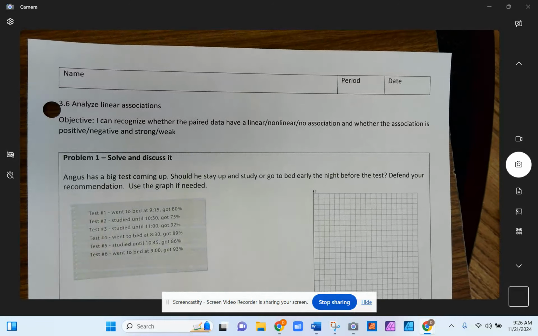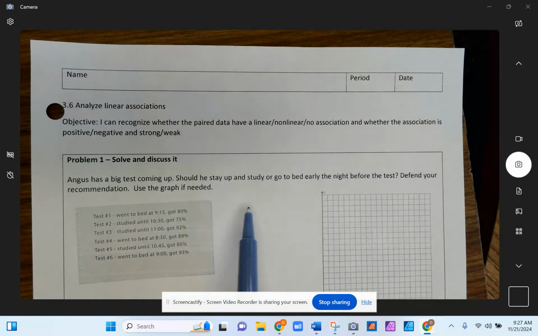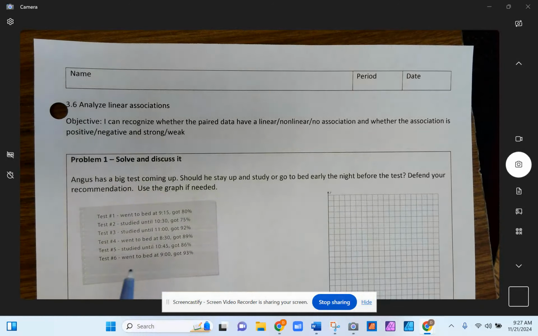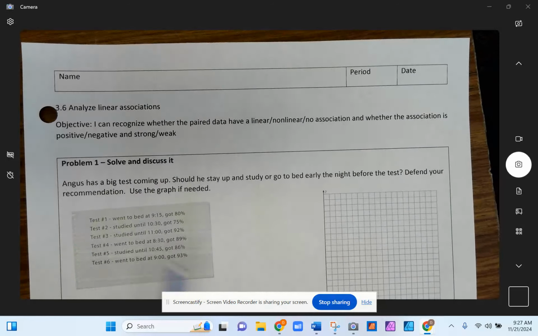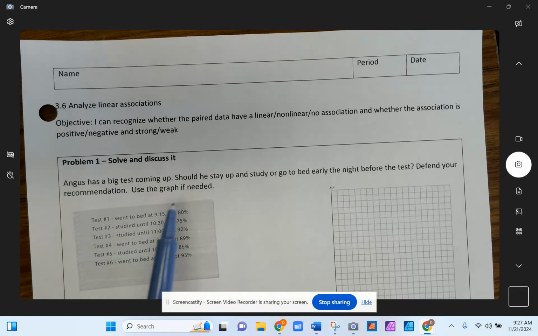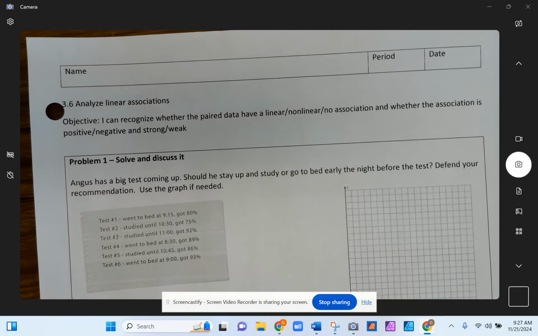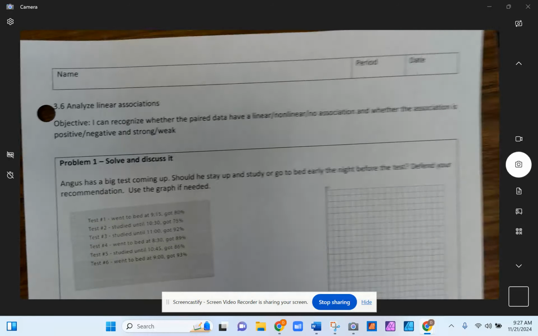So, Angus has a big test coming up. Should he stay up and study or go to bed early the night before the test? Defend your recommendation. Use the graph if needed. So the idea is we're going to talk about paired data, which is time versus percentage on the test.